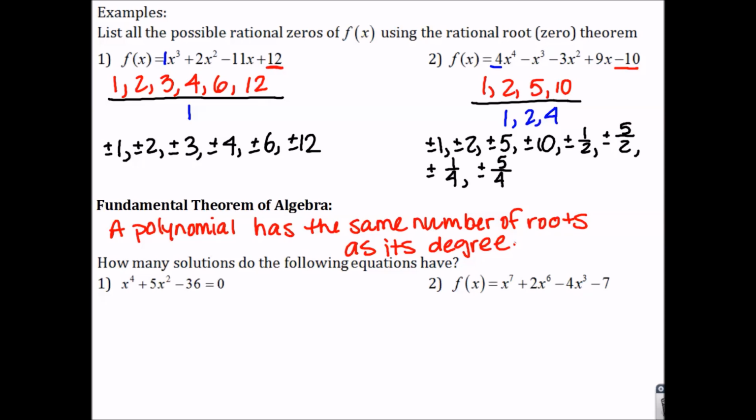So, using the fundamental theorem of algebra, we can look at these next two polynomials and figure out how many roots or zeros they are going to have. This first one is already written in standard form, and remember that the degree is the highest exponent, which is 4. So that means that this will have 4 roots. The next example, the highest exponent is 7. So its degree is 7, so it has 7 roots.